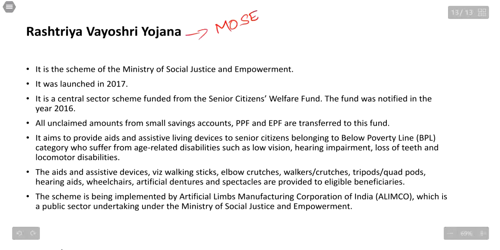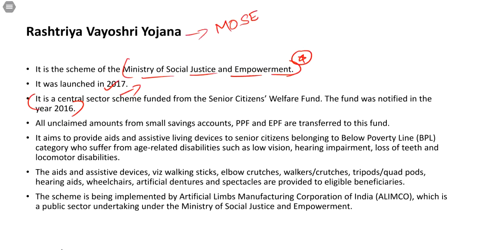Here the ministry is very important. It comes under the Ministry of Social Justice and Empowerment, and it was launched in 2017. It is a central sector scheme, which means that 100% of the funding is done by the central government, and it is used to fund the Senior Citizen Welfare Fund, which was notified in the year 2016. All unclaimed amounts from small saving accounts and Provident Fund are transferred to this fund, and it aims to provide aids and assistive living devices to senior citizens belonging to the below poverty line category. Important, have a note of this.